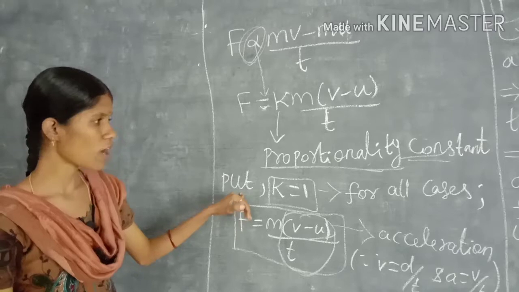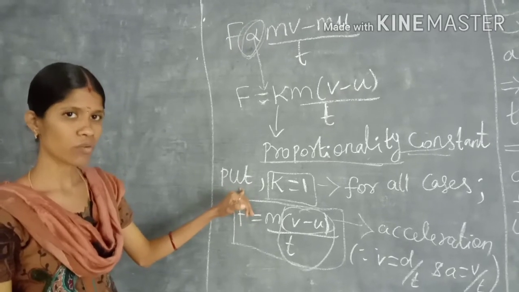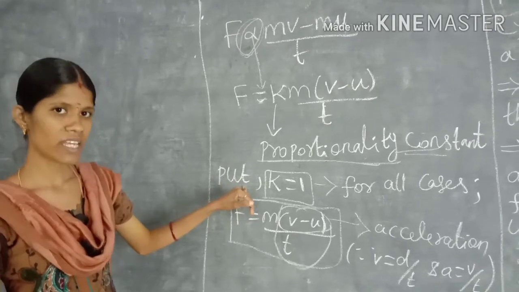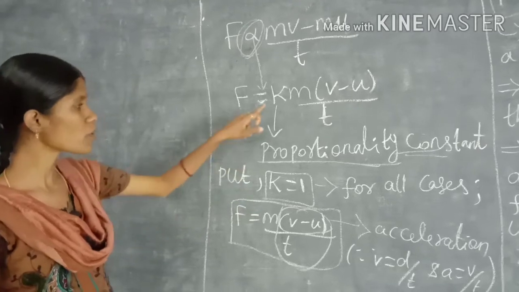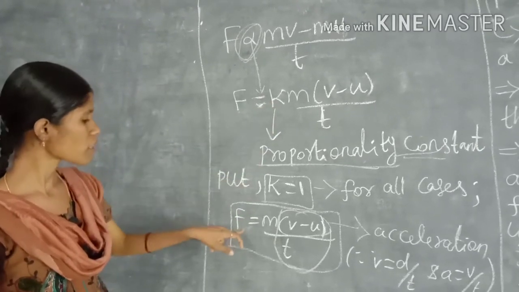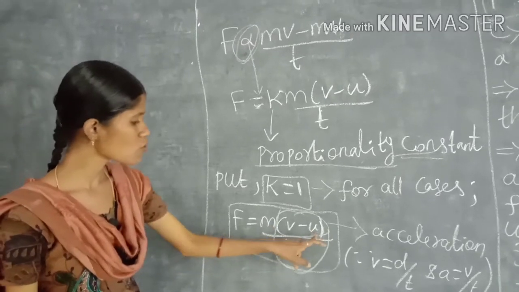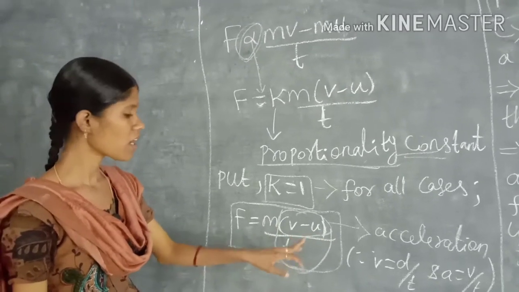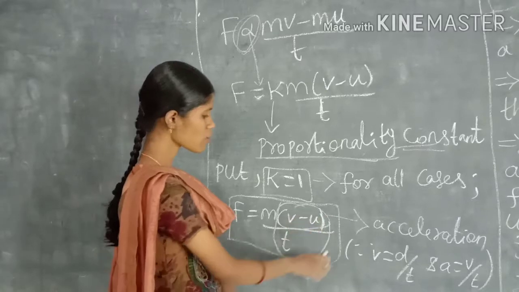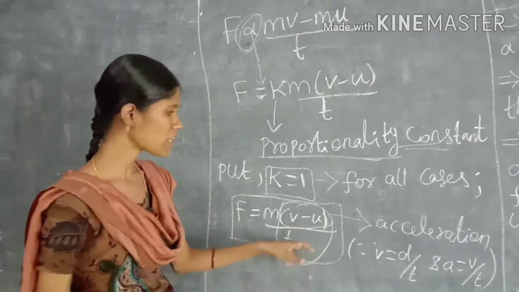Students, for all cases, for all units, the value of k is 1. So we put 1 instead of k. So F is equal to m into (v minus u) by t. Then this (v minus u) by t is nothing but acceleration.